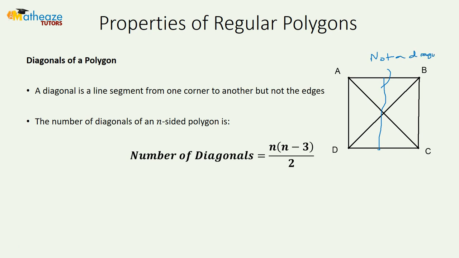A diagonal always has to stretch from one corner, which is B, to another corner D. And so if we wanted to find the number of diagonals that a polygon would have, if the polygon is n-sided, we will say that the number of diagonals is n, the number of sides, multiplied by the number of sides minus 3, divided by 2. So let's go ahead and walk through some examples.